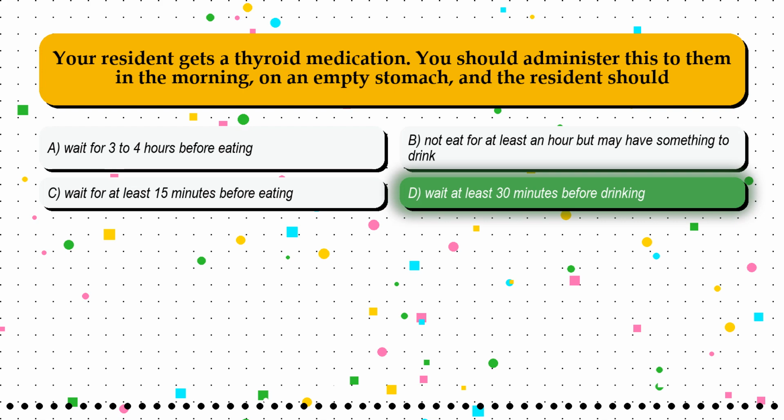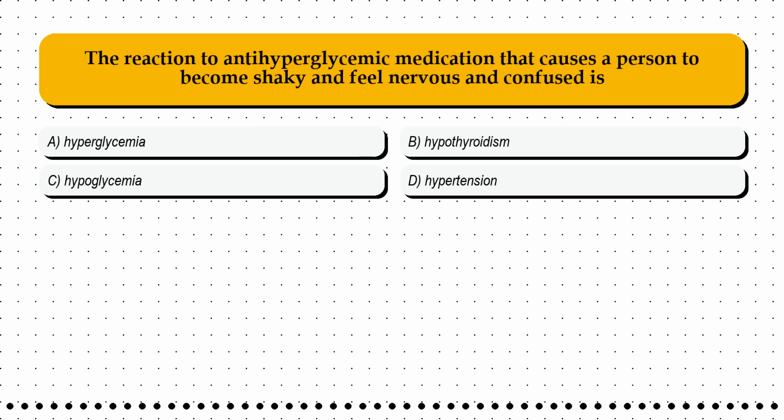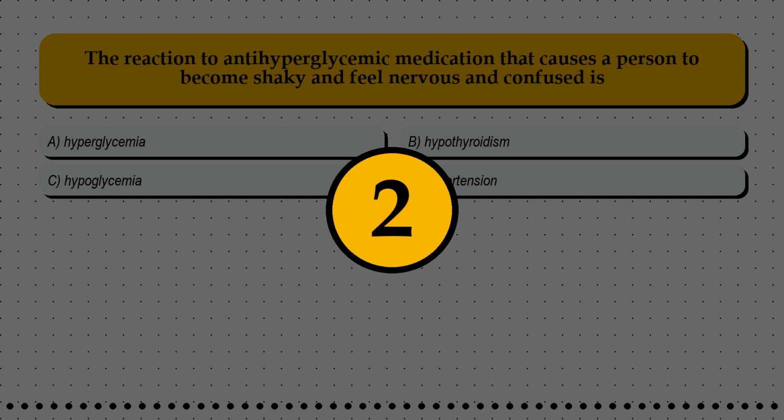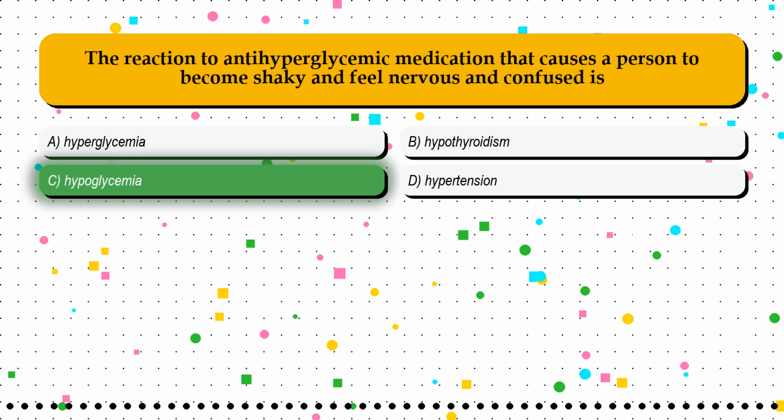The correct answer is option D, wait at least 30 minutes before drinking. Question 372. The reaction to anti-hyperglycemic medication that causes a person to become shaky and feel nervous and confused is option A, hyperglycemia. Option B, hypothyroidism. Option C, hypoglycemia. Option D, hypertension.